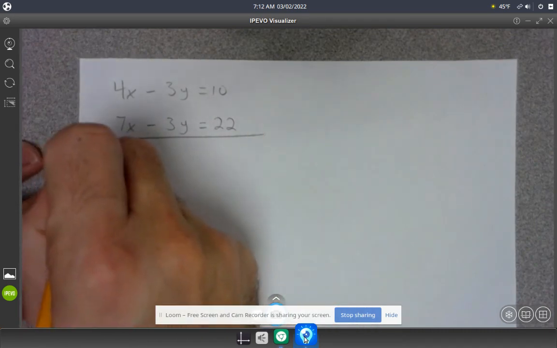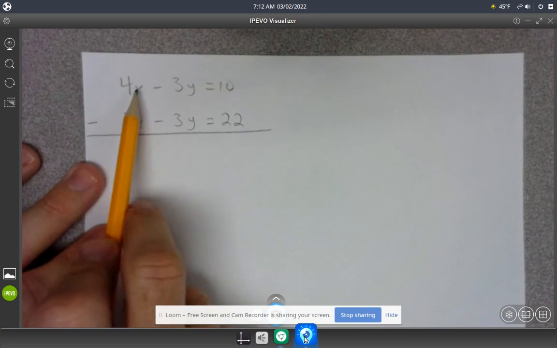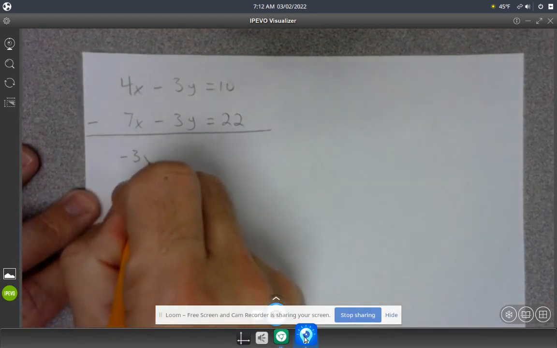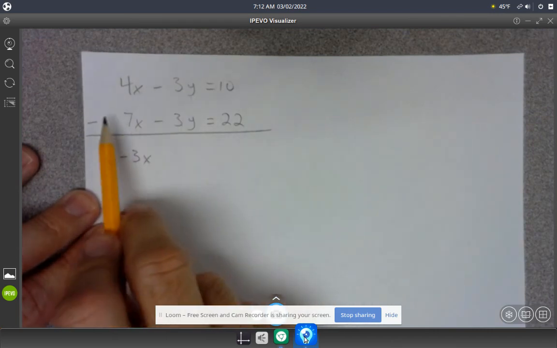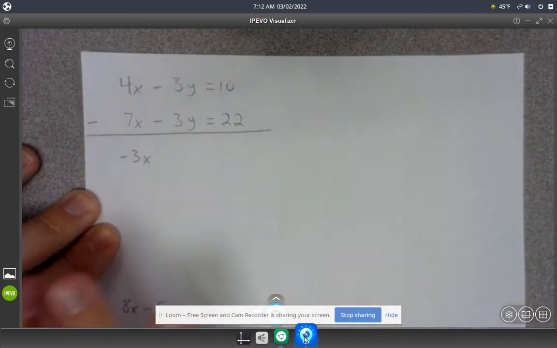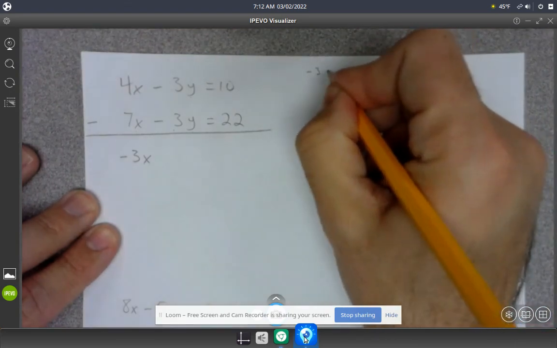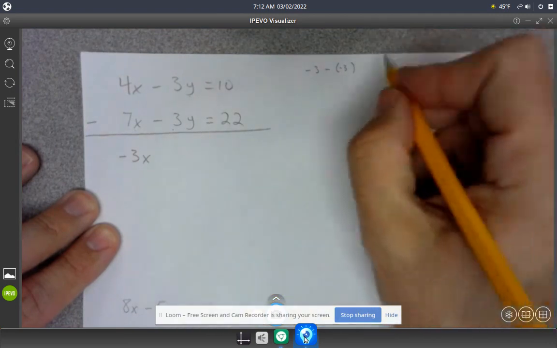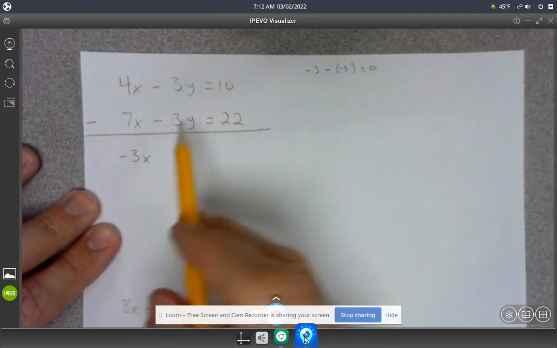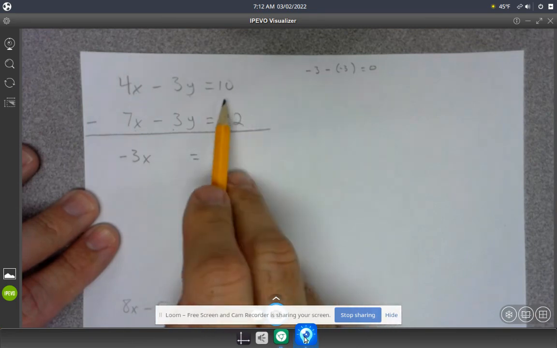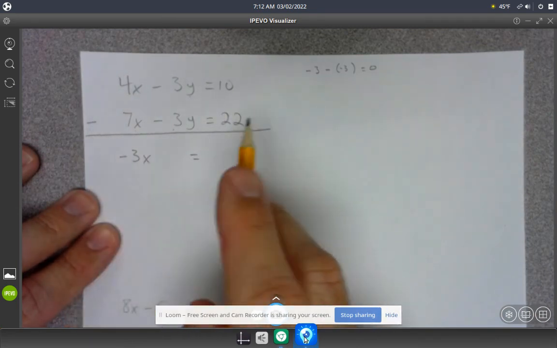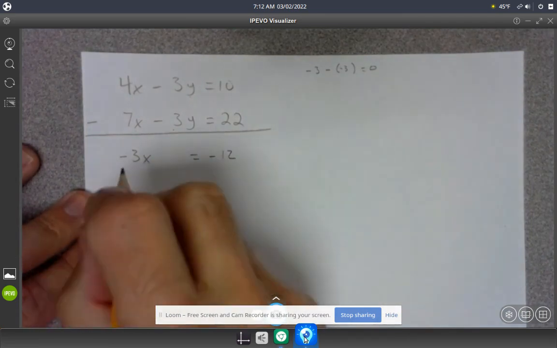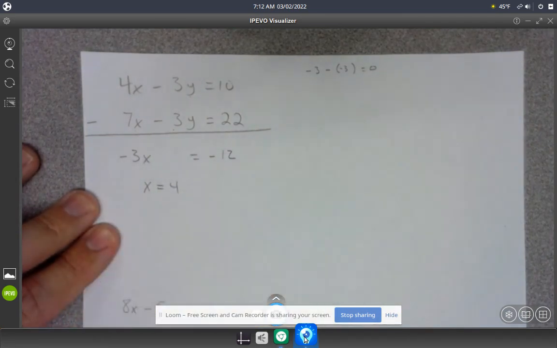Okay, so I'm going to subtract these two equations. I'm going to do 4x minus 7x, and that's going to give me negative 3x. Negative 3y minus negative 3y cancels, okay? Negative 3 minus negative 3 is equal to 0, and so that just cancels itself out. These parts are gone. All right, 10 minus 22 is going to be negative 12. Then you would divide by negative 3, so x is equal to positive 4.